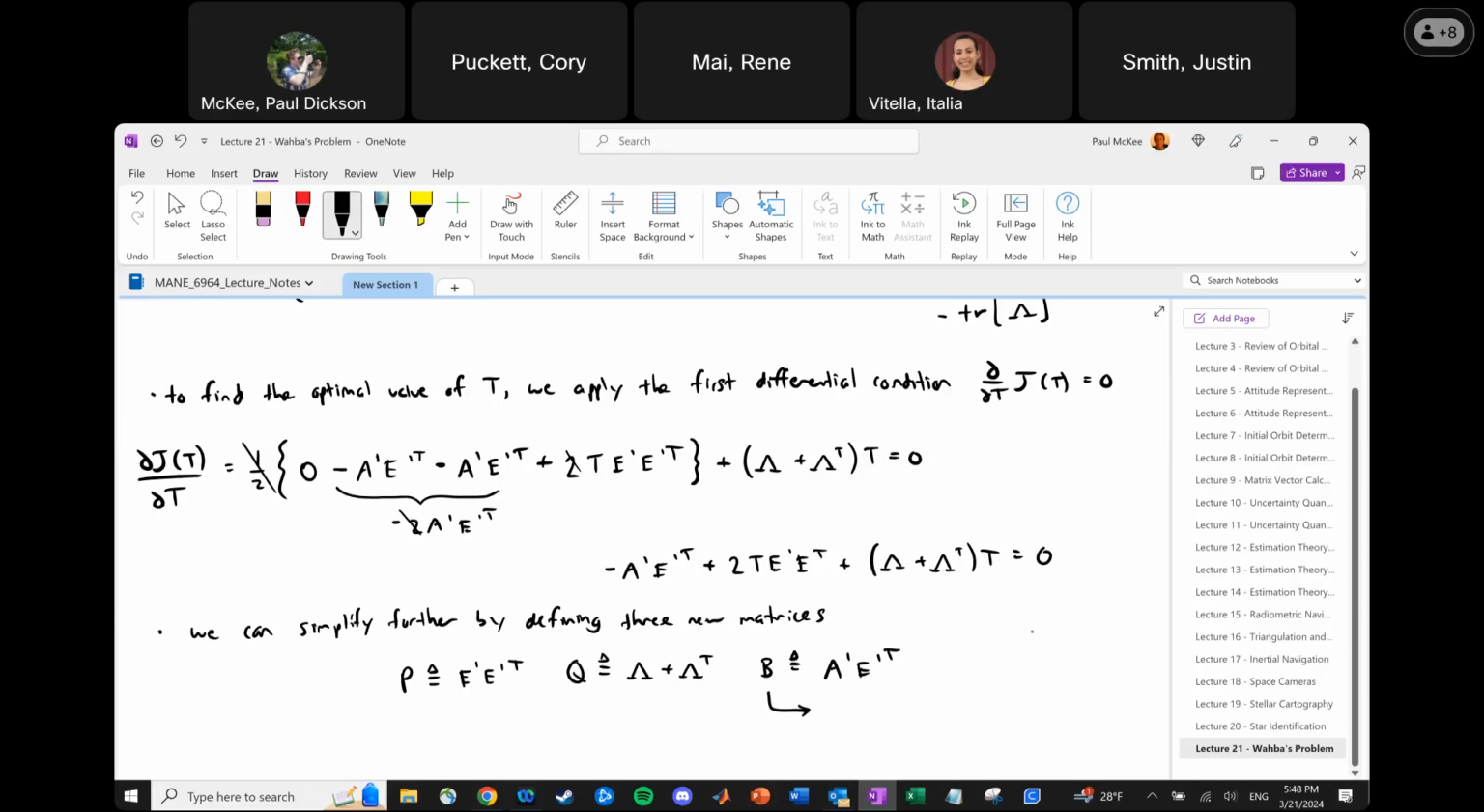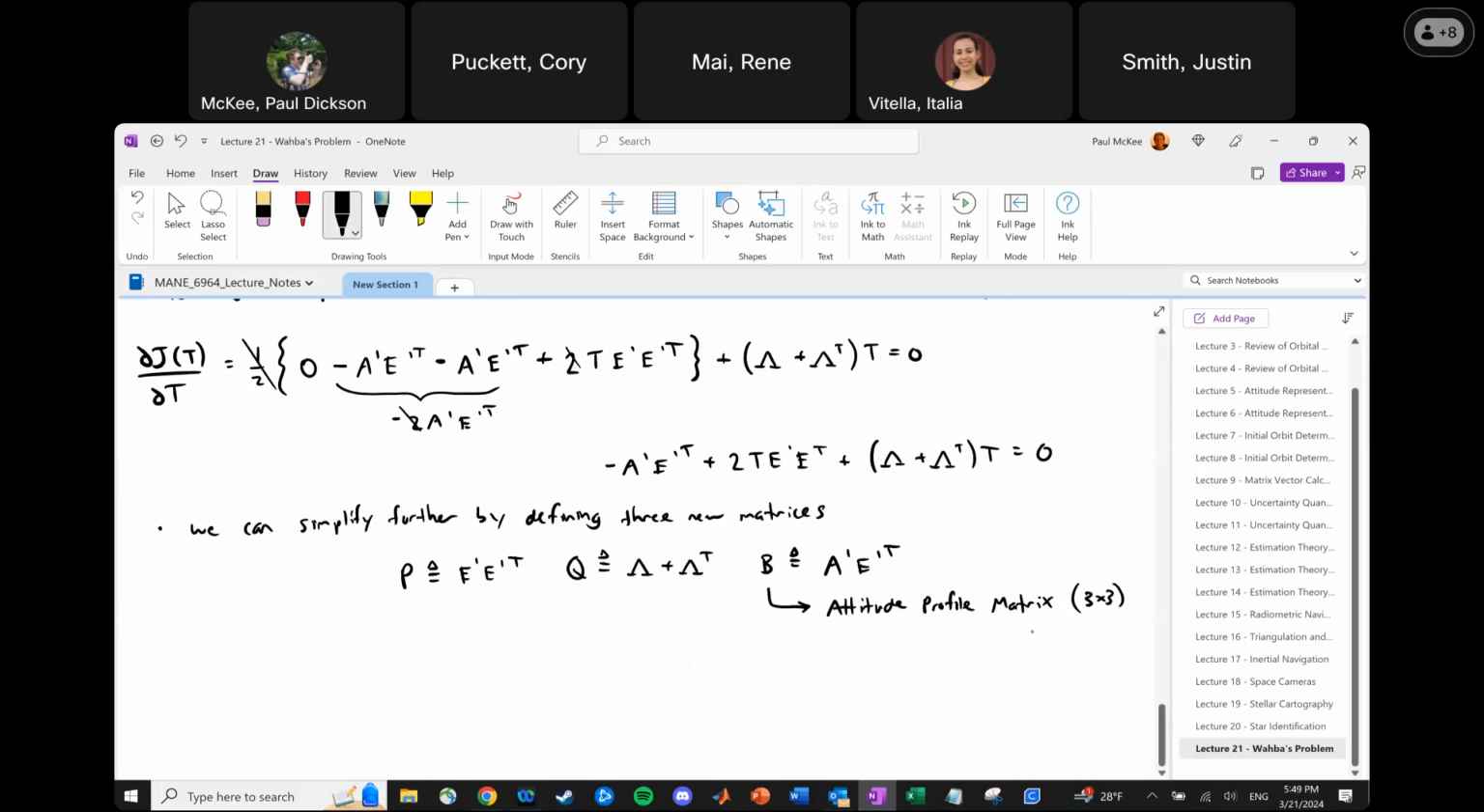I'm not trying to spoil it for you, but this matrix is so important that it has a name. It's called the attitude profile matrix. Okay. And if you look at the dimensions, it's going to end up being a 3x3. So, all right, let's keep on moving then. So now the equation looks like this.